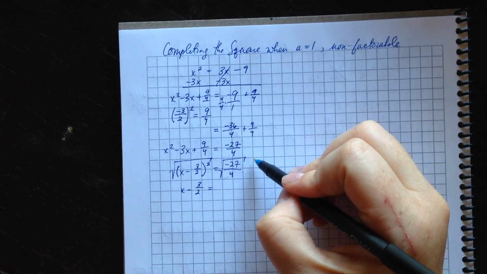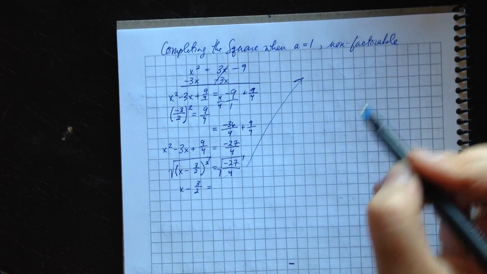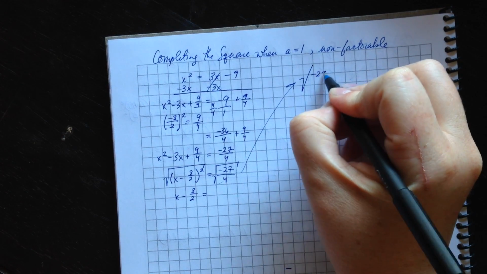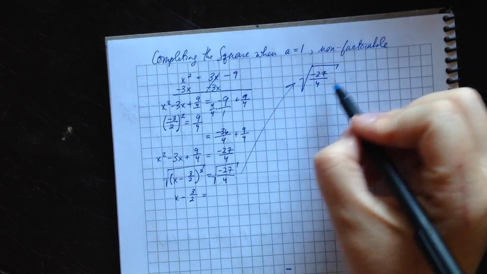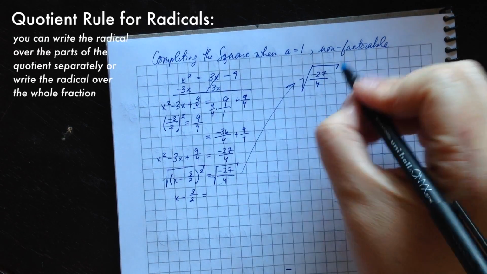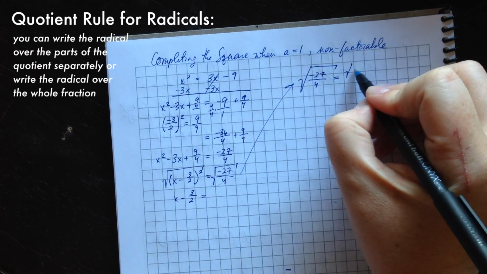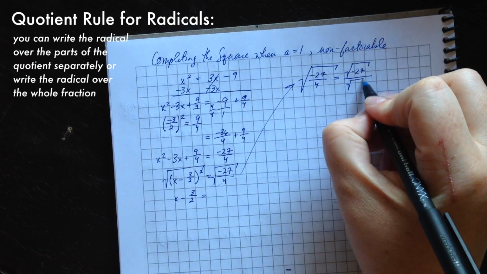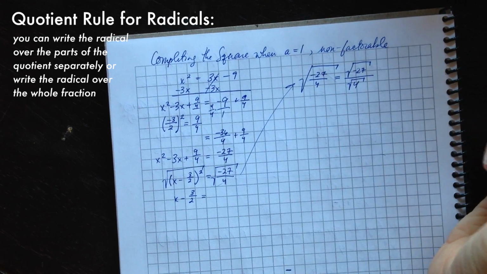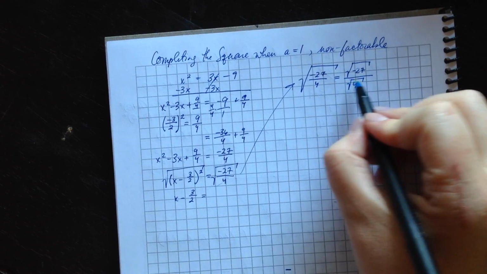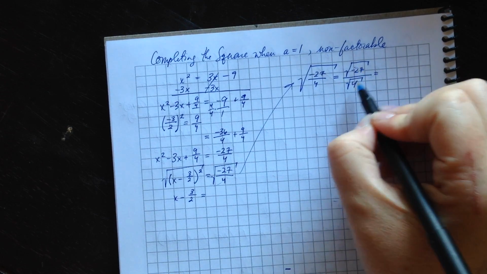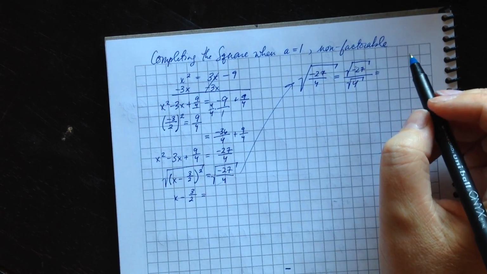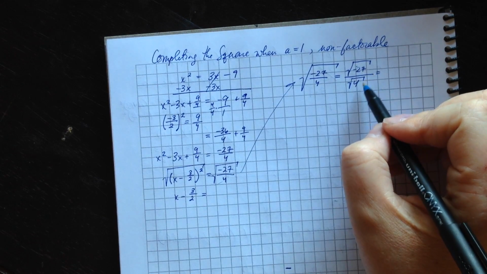So if we are going to simplify it, allow me the use of arrows. We're going to go up here. So we've got the square root of negative 27 over 4. The first thing I'm going to do is use the quotient rule for radicals, which says that I can rewrite this as the quotient of square roots rather than the square root of a quotient. So now that I've written it this way, I can simplify each part of my quotient in order to simplify it.